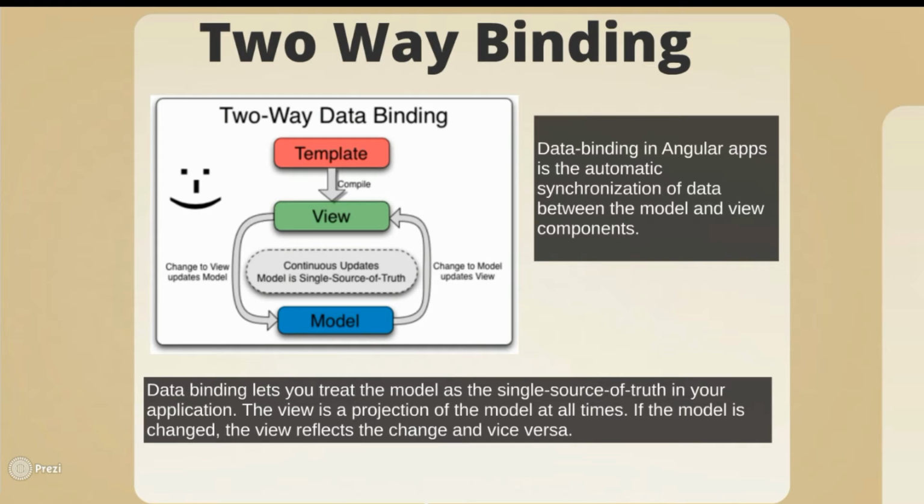Data binding lets you treat the model as a single source of truth in your application. The view is a projection of the model at all times. If the model is changed, the view reflects the changes and vice versa. This is called two-way data binding. Because of two-way data binding, Angular is very famous: you change your view, your model is automatically updated, and vice versa. So let's see an example of two-way data binding.